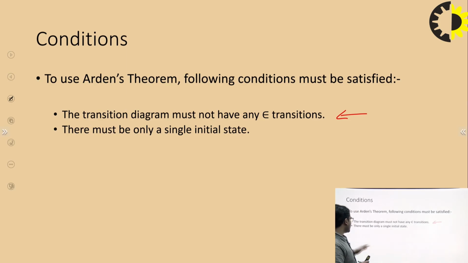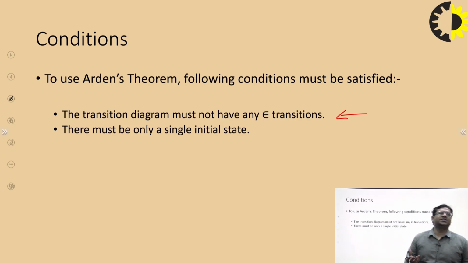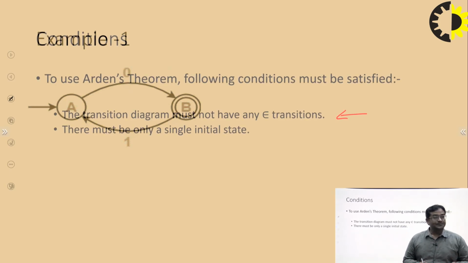Okay. And the next is, there must be only a single initial state. Obviously, when we create a finite automata, there is only a single initial state. This is not really an extra condition; it is basically a condition of finite automata. Whenever we create any finite automata, there is only one single initial state and multiple final states. Okay.